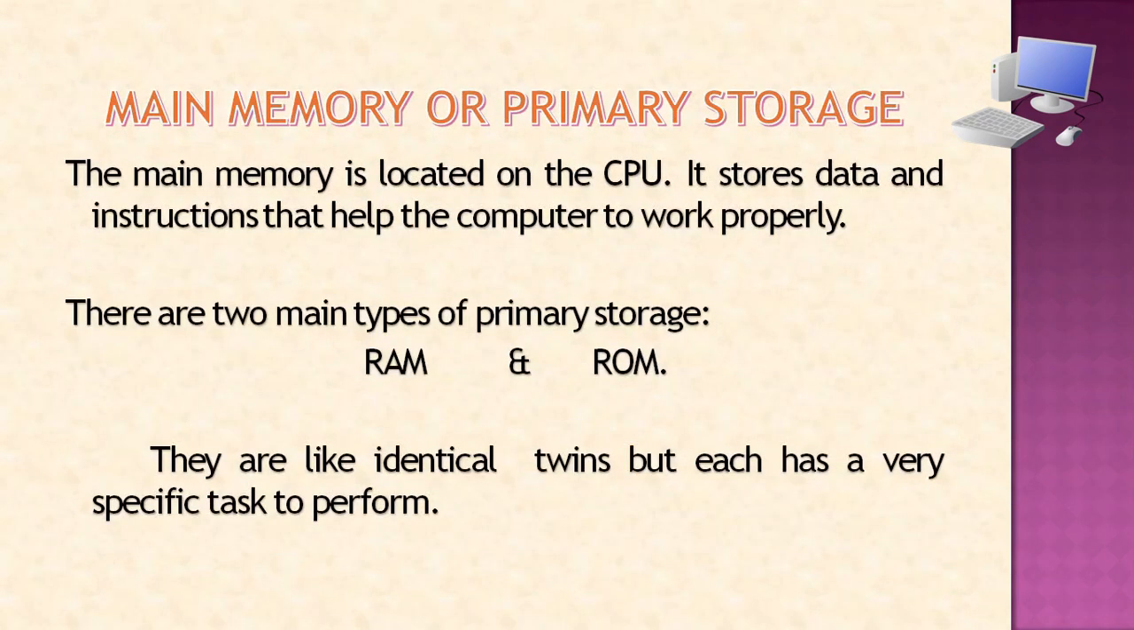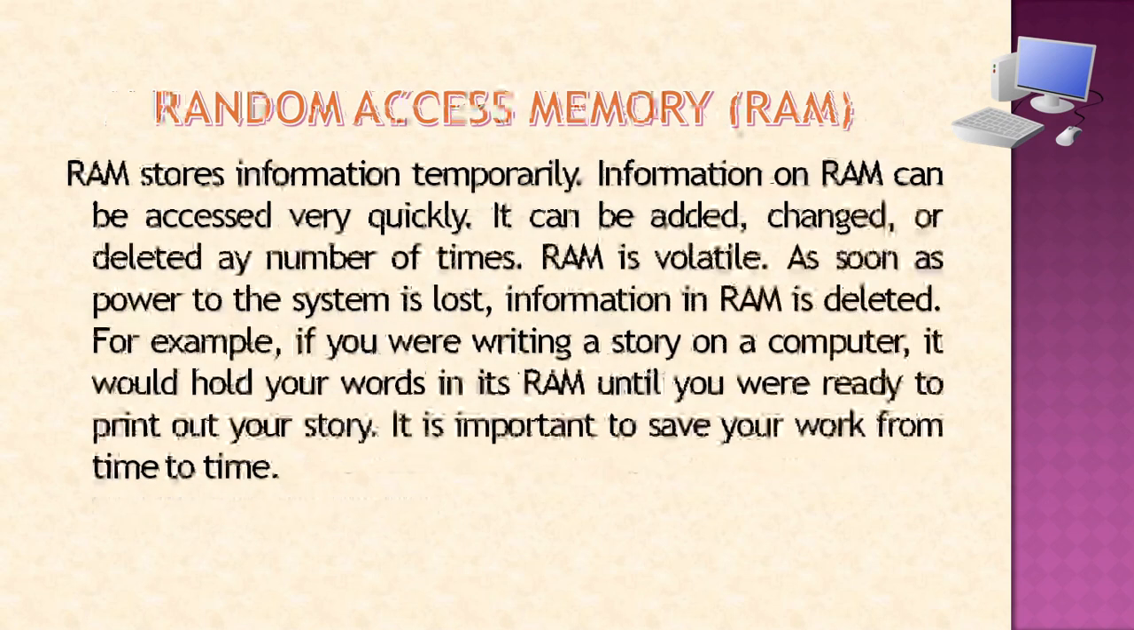Main memory or primary storage. This memory is located on the CPU, and it stores data and instructions that help the computer to work properly. Basically there are two types of this memory, that is RAM and ROM. These two memories are like identical twins, but each has a very specific task to perform.